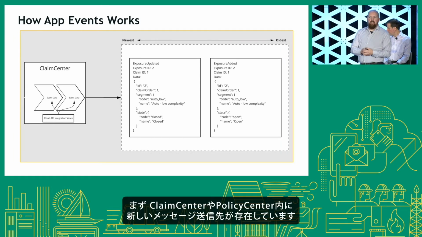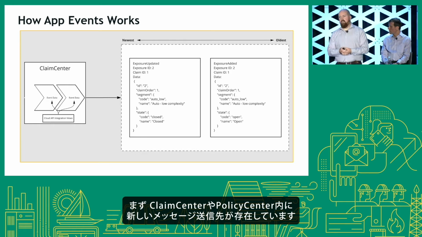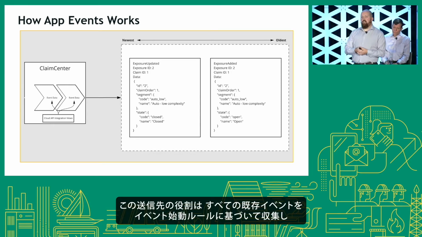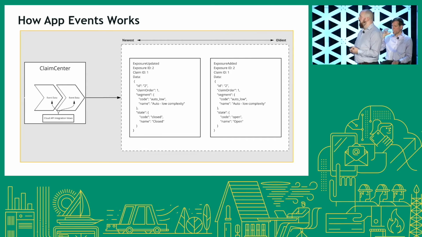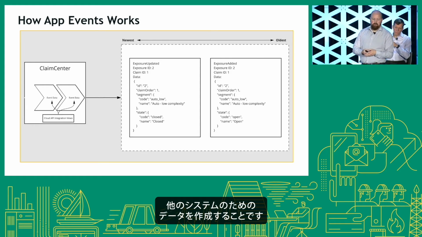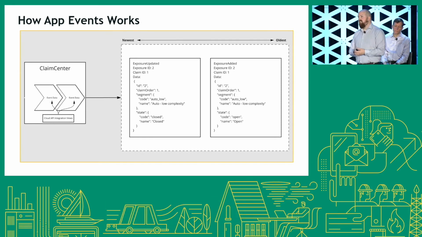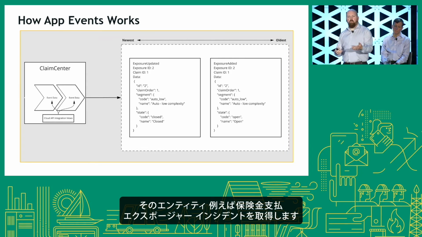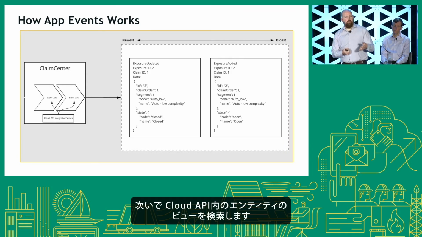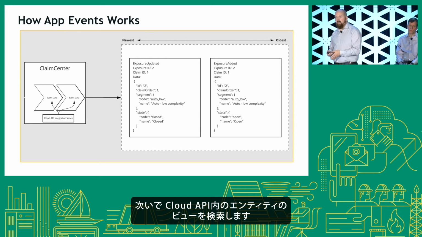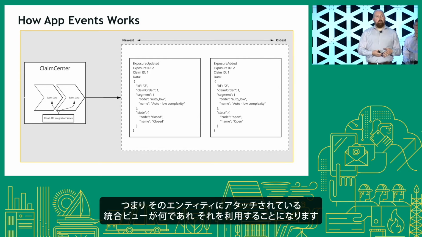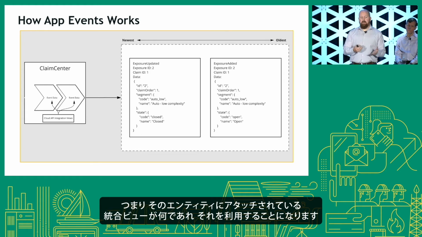To start at the very beginning, there is actually a new messaging destination inside of Claim Center or Policy Center. And the job of this destination is to collect all of the existing events via event fired rules and produce data for them for our other system. It listens to all ORM events, and every ORM event is attached to an entity. It takes that entity, maybe claim, exposure, incident, and it looks up the view of that entity in the cloud APIs. So whatever integration view is attached to that entity, it will make use of.